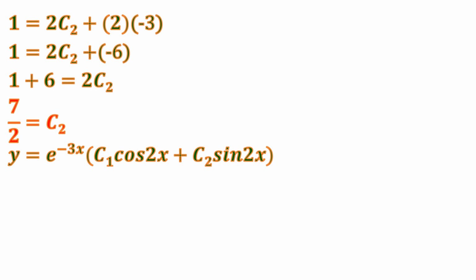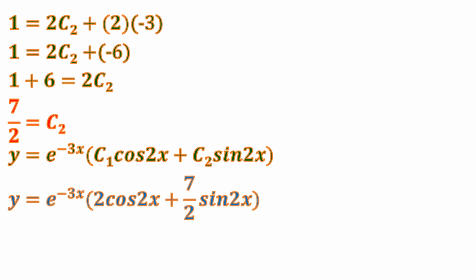Now we'll go back to our general solution and substitute. So the final answer will be y equals e to the negative 3x times c sub 1, which is 2 cosine 2x, plus c sub 2, which is 7 halves, sine 2x.